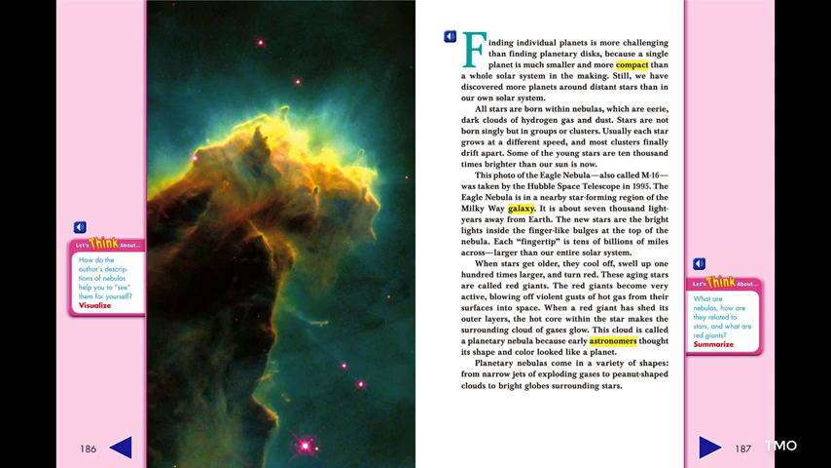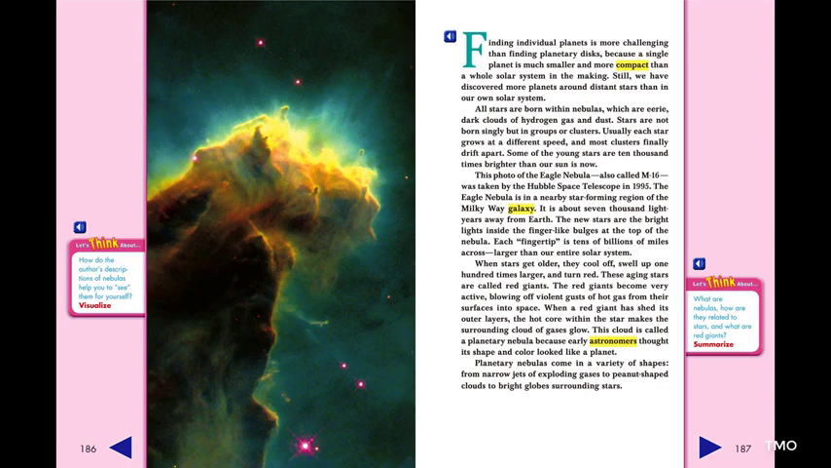When stars get older, they cool off, swell up 100 times larger, and turn red. These aging stars are called red giants. The red giants become very active, blowing off violent gusts of hot gas from their surfaces into space. When a red giant has shed its outer layers, the hot core within the star makes the surrounding cloud of gases glow.